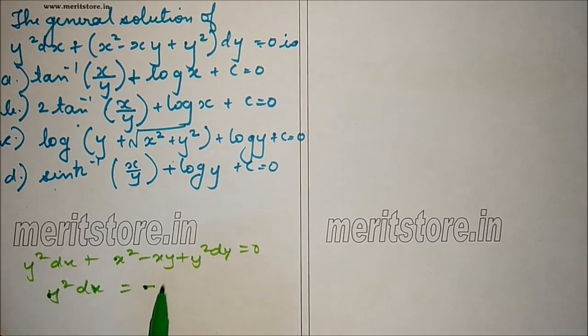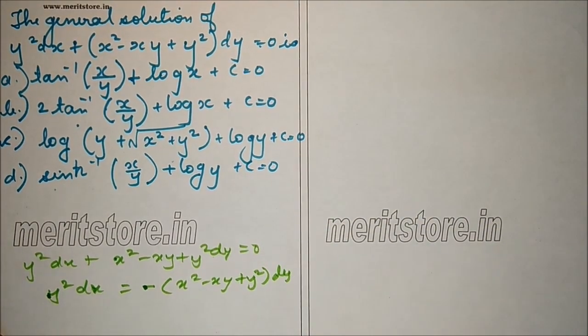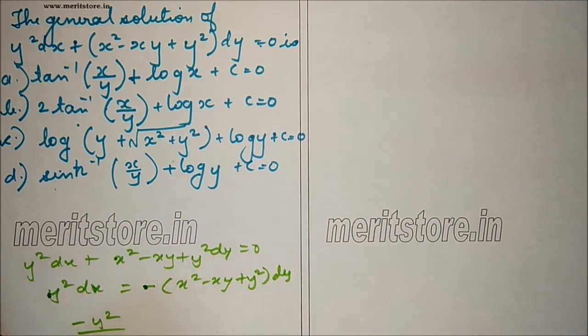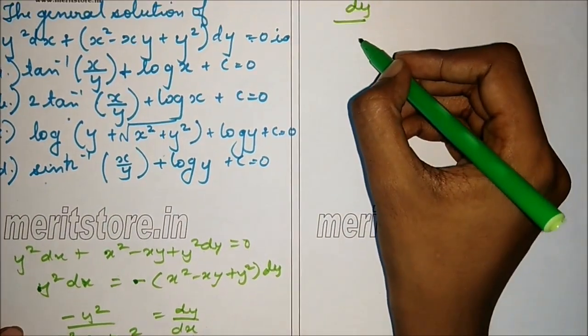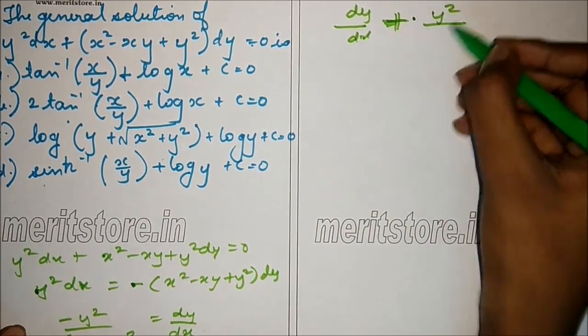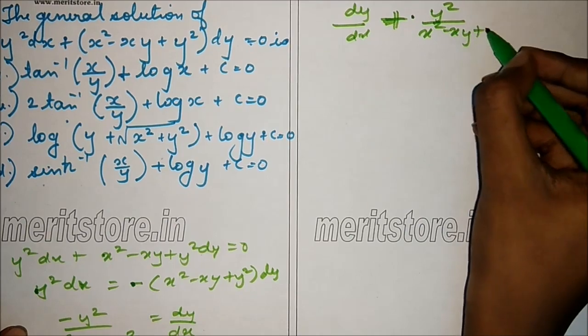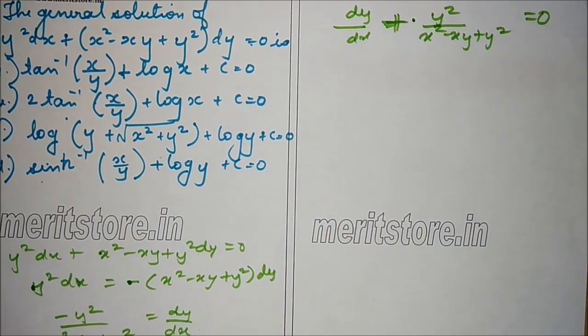minus of (x square minus xy plus y square) dy. This will be minus y square by (x square minus xy plus y square) equals dy by dx. That is, dy by dx plus y square by (x square minus xy plus y square) equals 0. So this is a simplified differential equation. We have to find the solution.